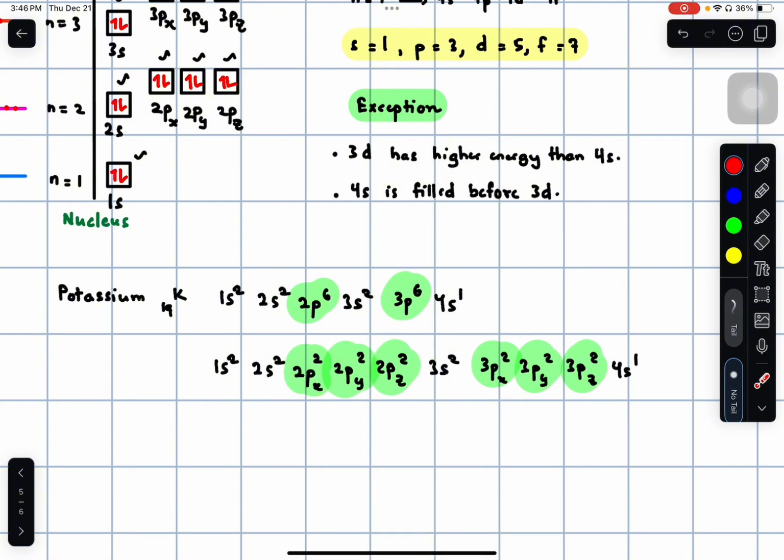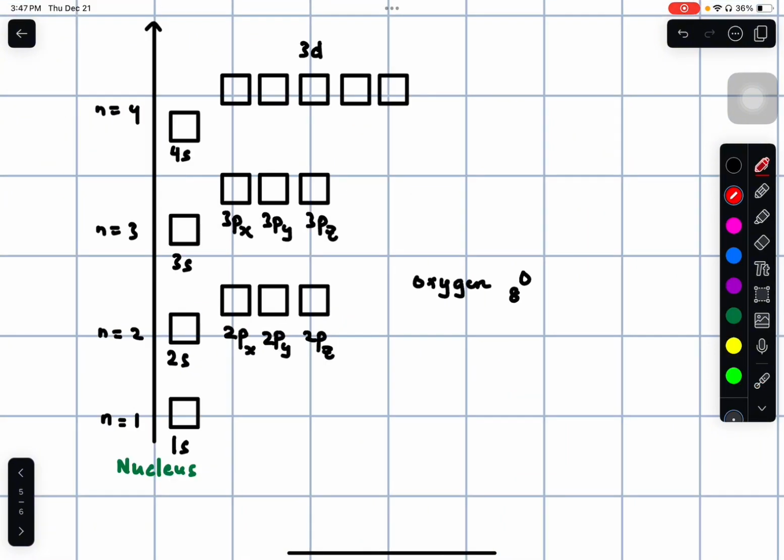I'd highly suggest you write down the details like this instead of summarizing them as 2p6. Just write down 2px2, 2py2, 2pz2, and for any p atomic orbitals, do the same thing. Let's say the examiner is asking you to write down the ground state of O8, which has 8 electrons. 2 electrons in the first, then another 2 electrons. And now you have filled in 4 electrons, so you're left with 4 more electrons to fill in.